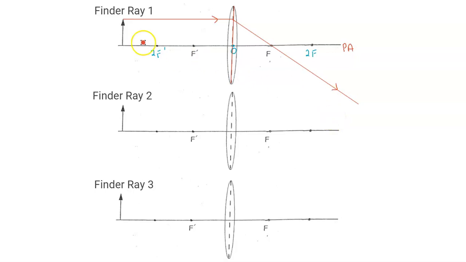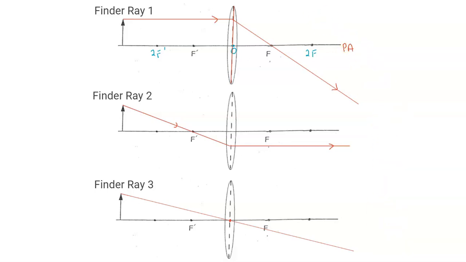Now the second one, the second finder ray, does not go through F first. It's going to go through F prime, like so. And then it will refract parallel to the principal axis. So that's our second ray. And our third ray is going to go straight through the optical center without refracting at all. So those are our three finder rays for lenses that are going to help us find images.